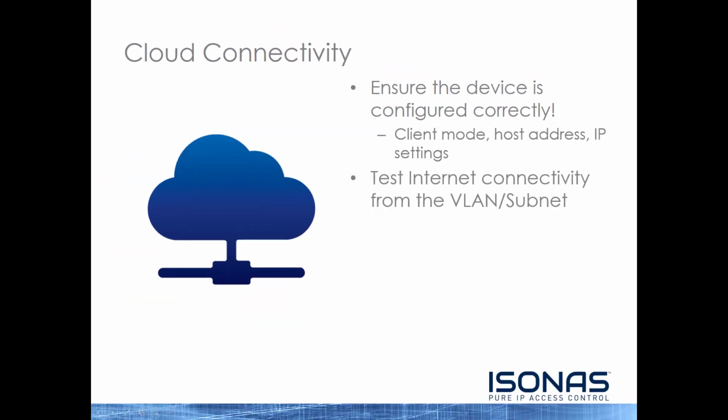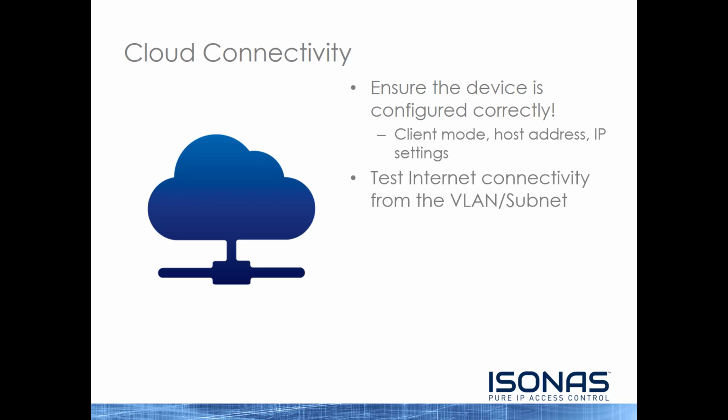Test your internet connectivity from the VLAN to the subnet. Obviously, if you're using cloud and you can't get out to the internet, you're going to have an issue. But more specifically, you need to test it from that VLAN or subnet that the reader controllers or IP bridges are sitting on. Because the subnet they're connected to may be a different subnet than your PC that you're plugging in, or maybe even the server may be on a different subnet. That subnet may have internet connectivity, while the VLAN the devices are on do not. So you need to make sure you test internet connectivity.